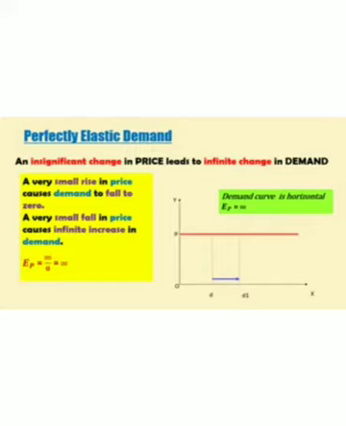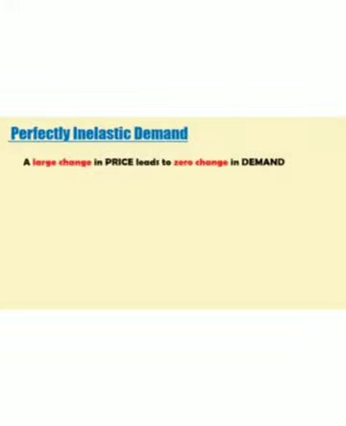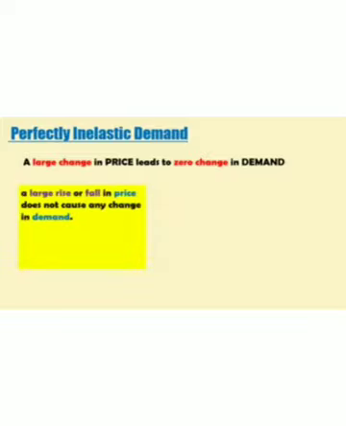In this diagram, we can see that demand has changed from D to D1 without any change in price. Perfectly inelastic demand. Demand is said to be perfectly inelastic when a large change in price leads to zero change in demand. That means a large rise or fall in price does not cause any change in demand.